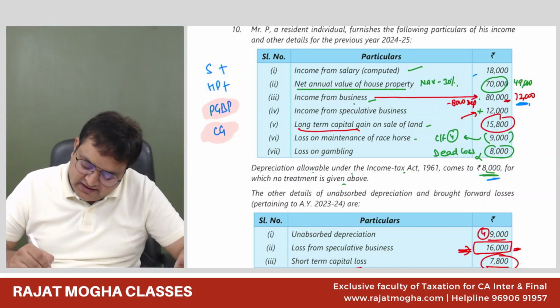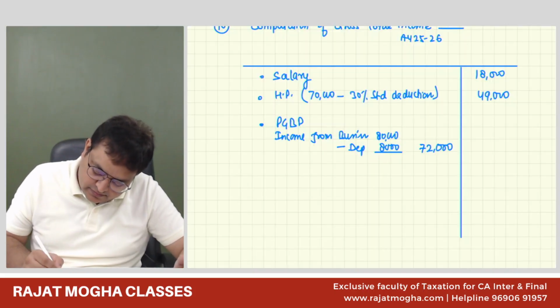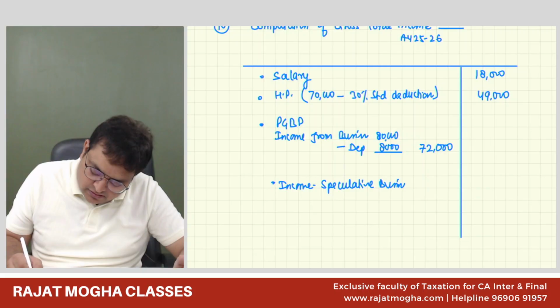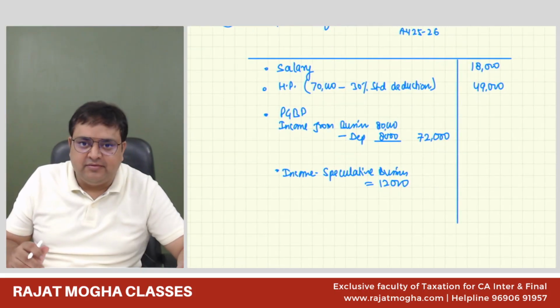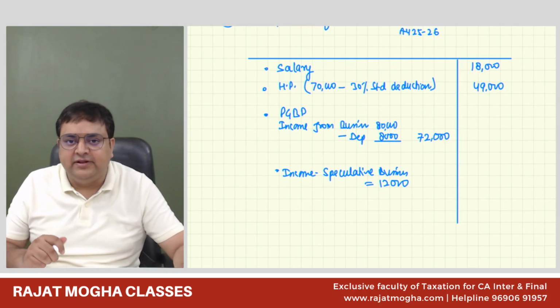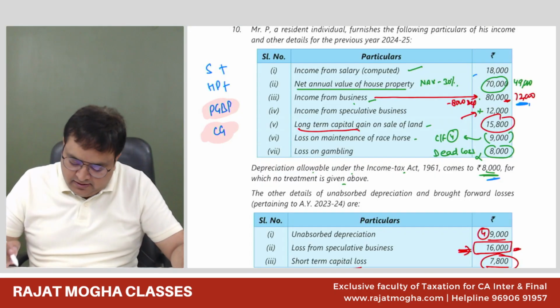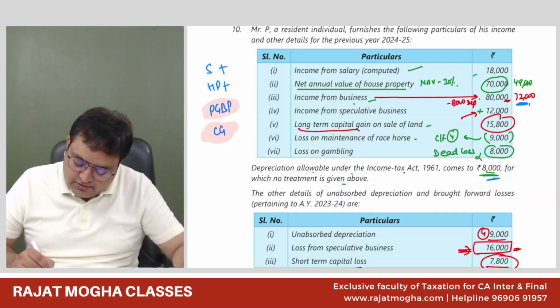Then income from speculative business is 12,000. I leave one or two lines over here. Income from speculative business 12,000, and I know that I have to set something off against it, so I'll leave 1 or 2 lines after that as well. Then we have done till here.